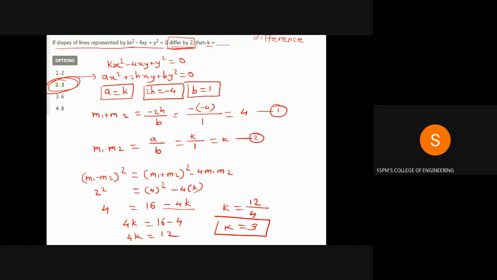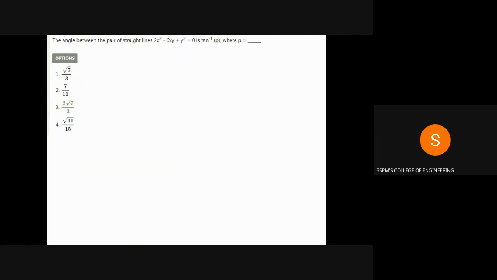Okay, so just remember this formula. This is a very simple formula, an expansion of m1 minus m2 square. Remember this, and you will be able to solve such questions.